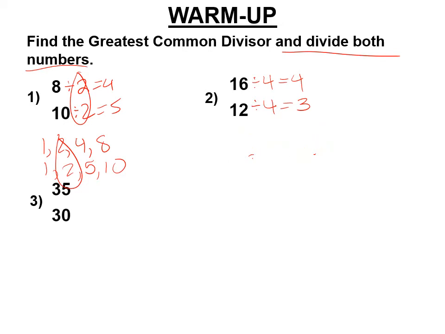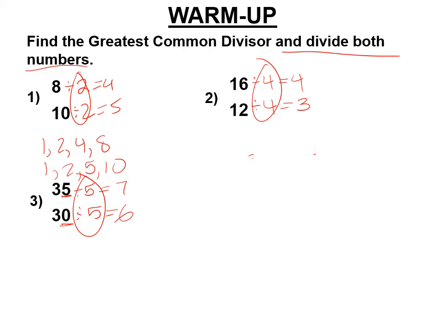Okay, so for 35 and 30, hopefully this one's sort of easy, because, right, if numbers end in 0 and 5, they're definitely divisible by 5. And this one has 35 divided by 5 is 7, 30 divided by 5 is 6. The greatest common divisor was 5.